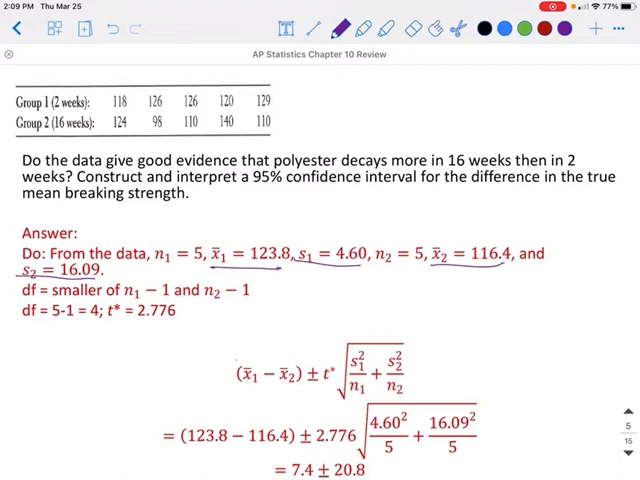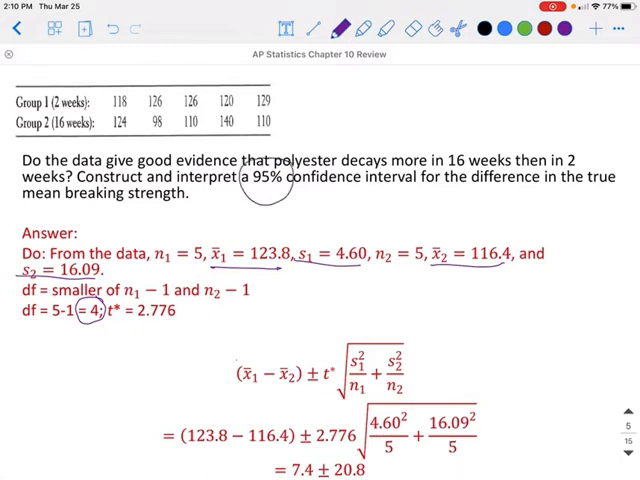So for population 1, the degrees of freedom would be 5 minus 1, so 4. And the degrees of freedom for population 2 would be 5 minus 1, which would also be 4. You're going to pick whichever one is smaller, but since they're both the same, our degrees of freedom will just be 4. Now you would go to your t table.